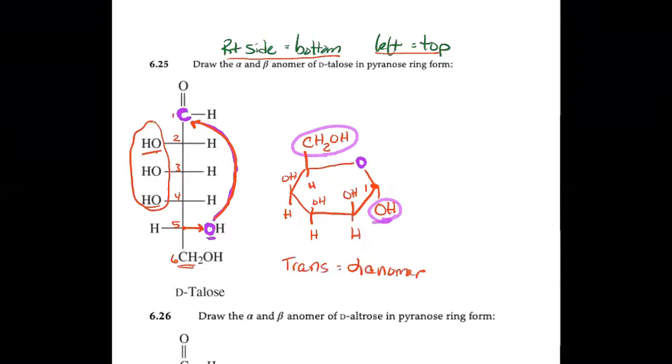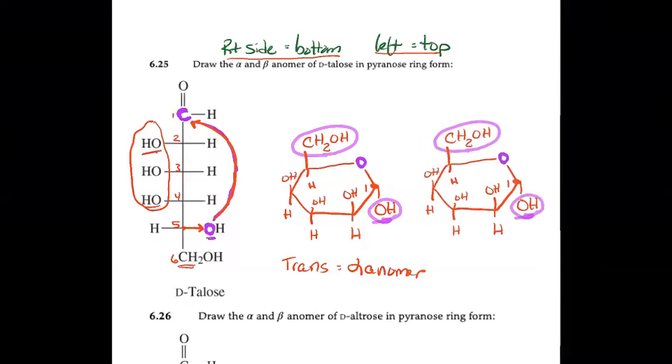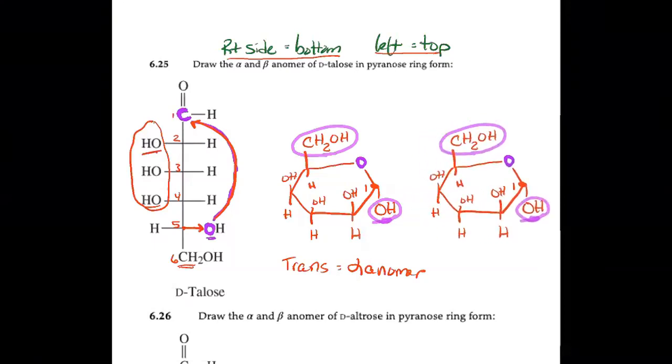Now, if I want to draw the beta anomer, I just need to change my position of the 2. So what I'm going to do is I'm going to copy that exact thing that I drew. Okay, so it looks exactly the same. So now I cannot change my carbon that's there up at the top, but what I can change is this hydroxyl over here.